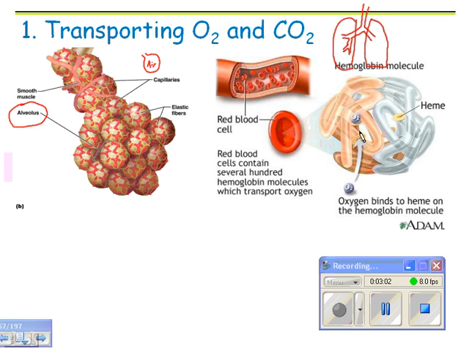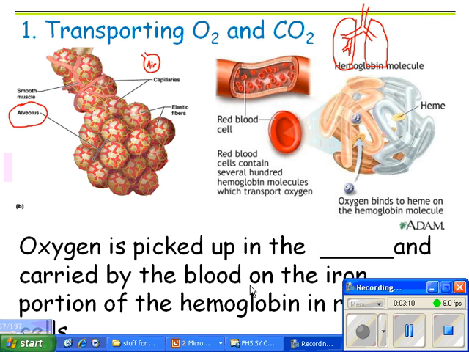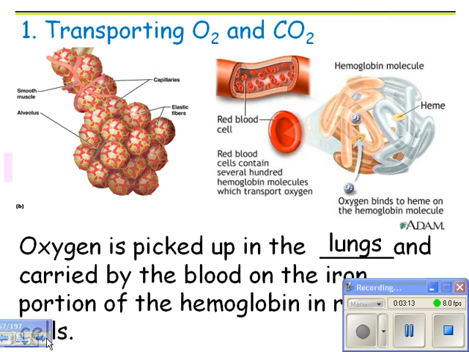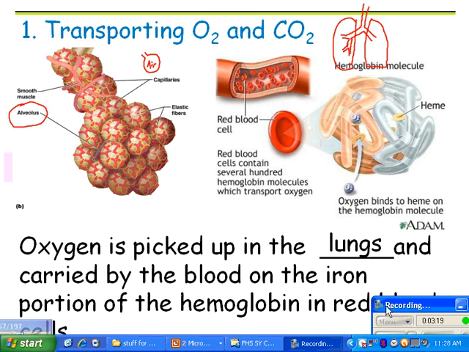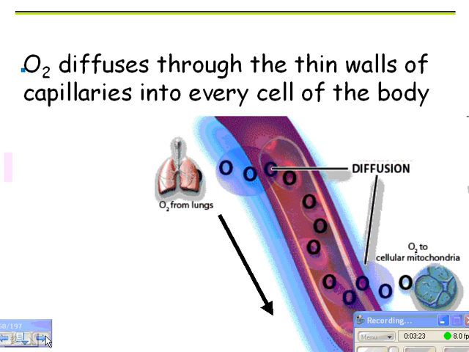Inside a red blood cell is hemoglobin, and the hemoglobin has an iron part, and that carries the oxygen. So oxygen is picked up in the lungs and is carried by the blood on the iron portion of the hemoglobin in red blood cells. So oxygen diffuses through the thin walls of capillaries into every cell of the body. So it comes from the lungs.